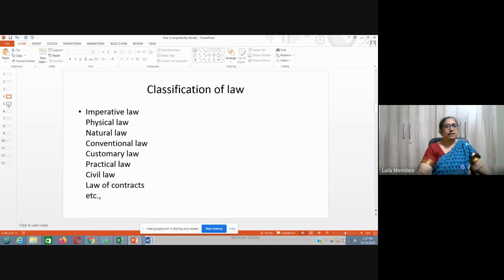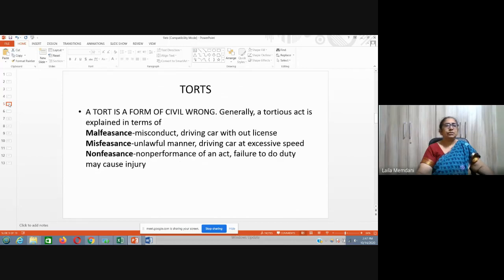Then practical law, which is practically followed, civil law, and the opposite of civil law is the criminal law, law of contracts, company law, etc. And we will be studying in this course about the law of contracts, company law, Consumer Protection Act, Negotiable Instruments Act. Then we have torts.